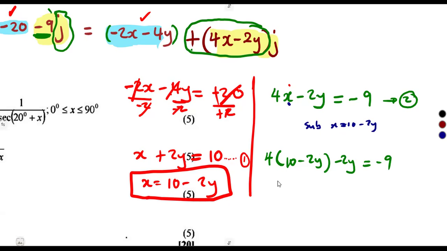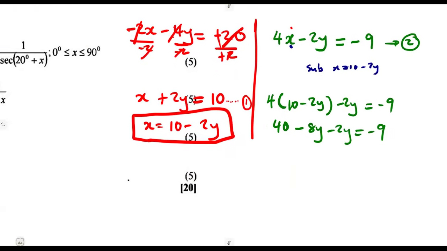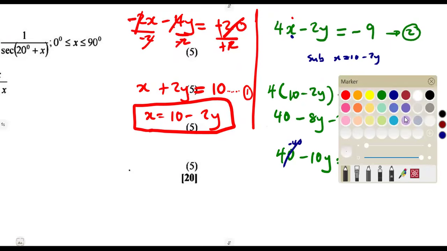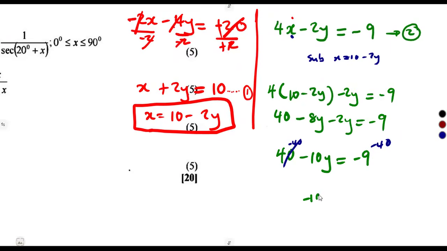4 times 10, that's 40. 4 times minus 2, that's minus 8y there. Minus 2y is equal to negative 9. Collect your like terms. That's 40, minus 8 minus 2, that's negative 10y is equal to negative 9. Take the 40 to the other side or subtract 40 from both sides, that was going to give us negative 10. So negative 10y is equal to negative 49.